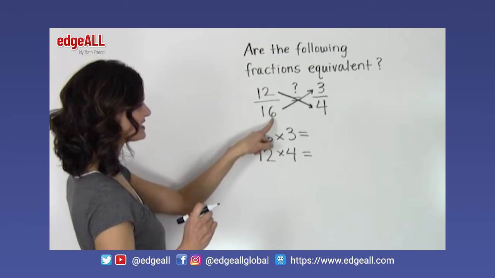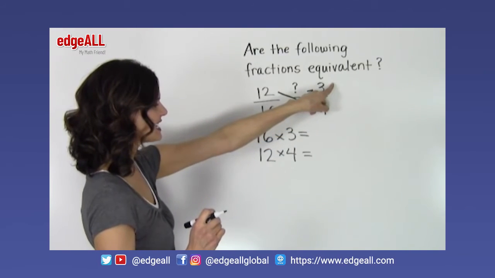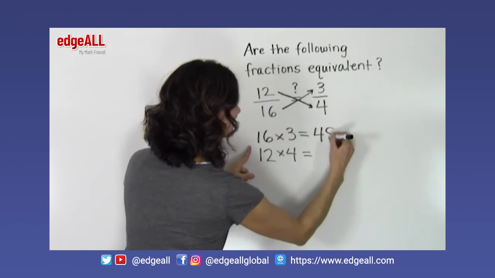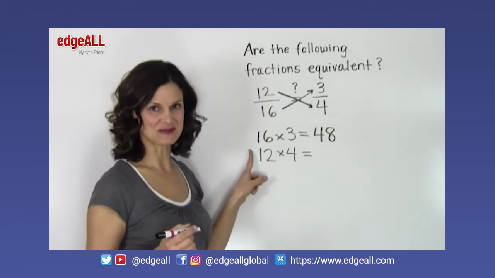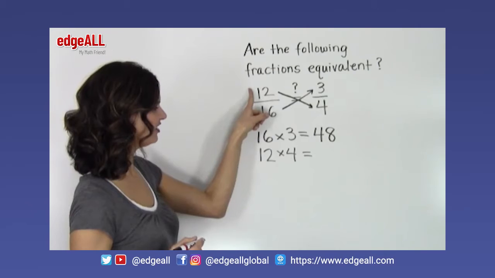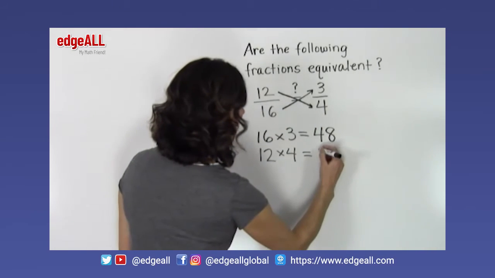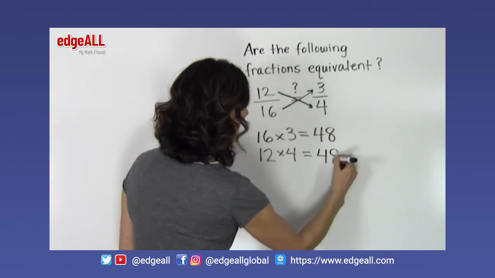So I'm going to start with 16 times 3. 16 times 3 equals 48. And my second multiplication is 12 times 4. And 12 times 4 also equals 48.